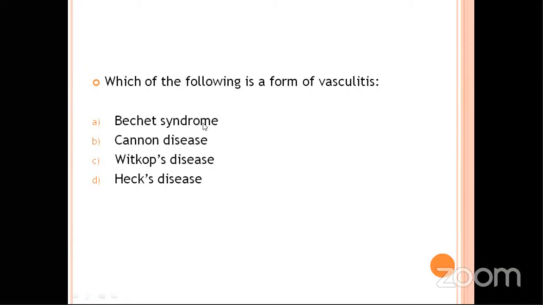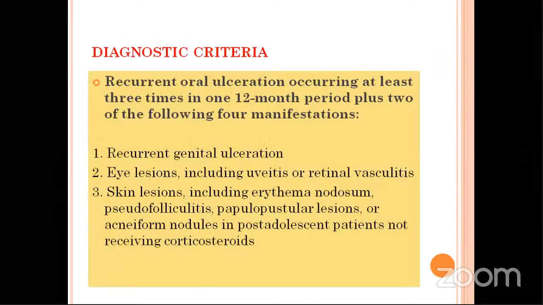And Behçet's syndrome is actually a combination of certain conditions. And here the best option is Behçet's syndrome. Behçet's syndrome is a combination of recurrent genital ulcerations and eye lesions along with skin lesions, including erythema nodosum, papulopustular lesions, and acneiform nodules in patients who don't take any steroids. Okay, if all the symptoms are seen in a 1 year period along with the recurrent oral ulceration, then the patient is diagnosed to have Behçet's syndrome.